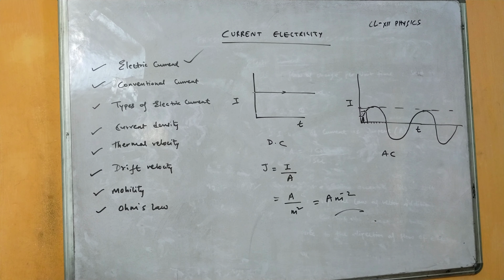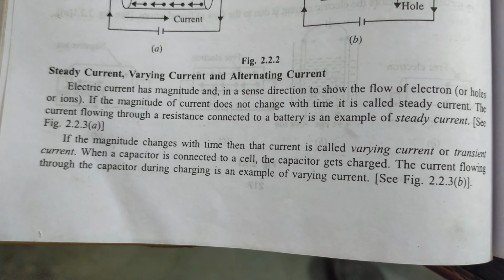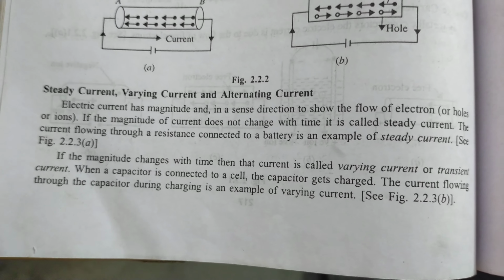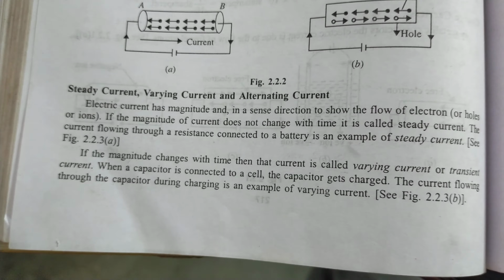So you see here, the current can be steady current, varying current and alternating current, right? So just now I said that if the magnitude and the direction of electric current is same, that is the direction of flow of electron is constant, then we say that is a steady current or the direct current. But if the magnitude changes with time, the current is called varying current, that is magnitude changes. So here only the magnitude of the current is getting changed. So this is an example of varying current. So one more current is there, that is varying. The current is varying here.